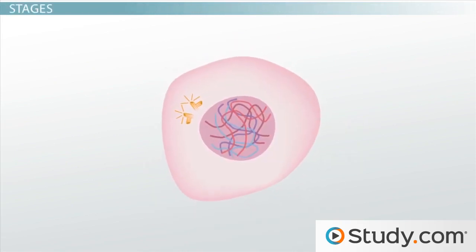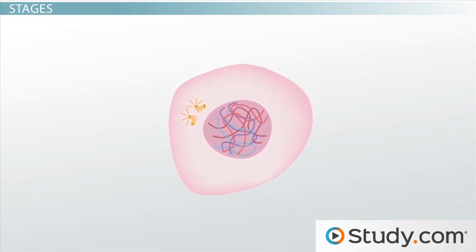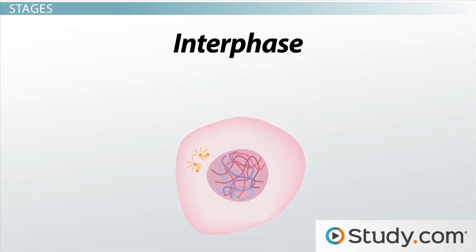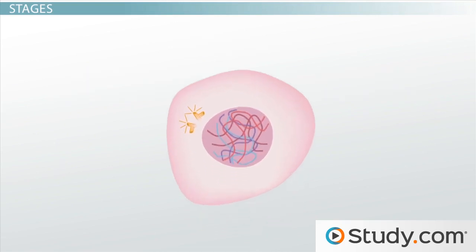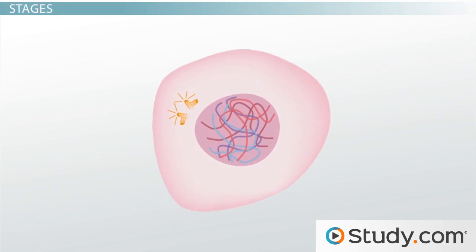Meiosis is a big event in a cell's life, but I should point out that most of a cell's life is spent in interphase. This is a phase of a cell's life in which the cell is growing, replicating DNA, and carrying out general activities. It's during interphase that a cell gets ready for meiosis.